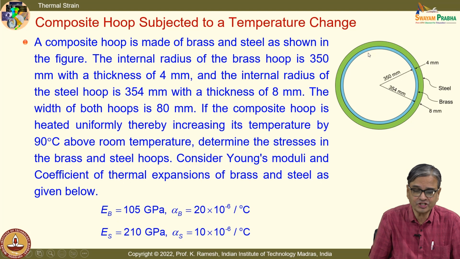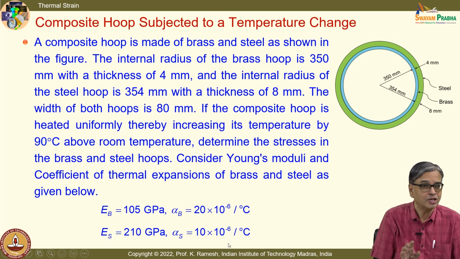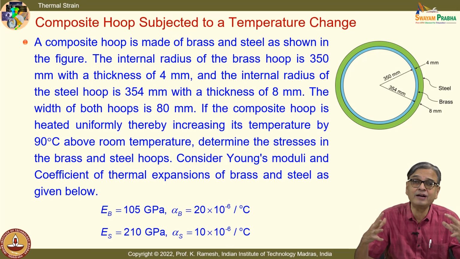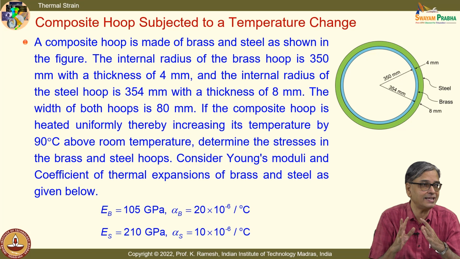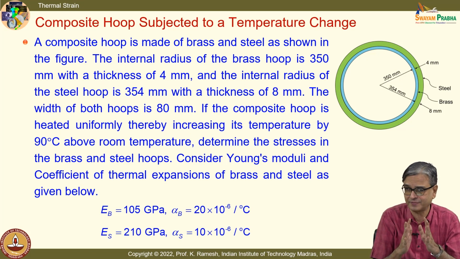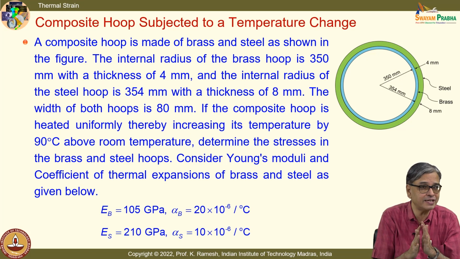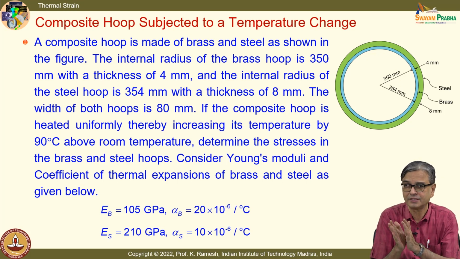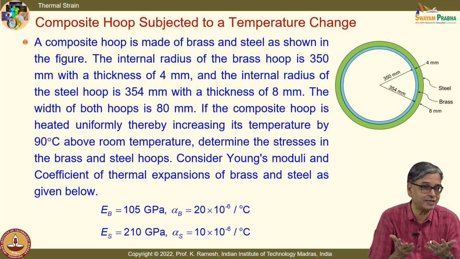When there is a temperature change, you find the inner one is made of brass, so that has a higher coefficient of expansion, and your steel has a smaller coefficient of expansion. So, the brass will try to expand and steel will prevent it from expansion. Is the idea clear? You should first understand the physics. Only when you understand the physics, you can translate your understanding into equations, and you have to bring in a geometric compatibility. Fine.